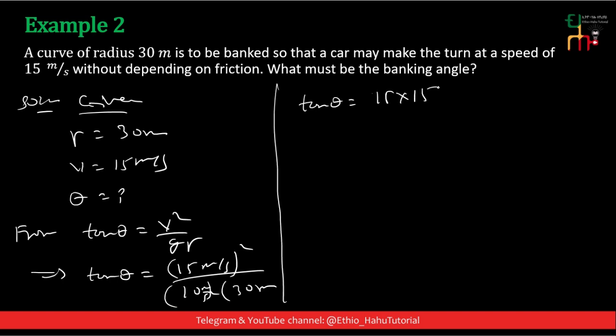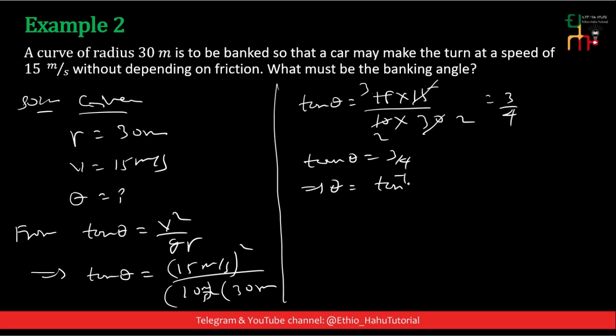15 times 15 simply divided by 10 times 30. 15 by 15 is 1, 2 by 5, 3 by 5, 3 over 4. Tan theta is equal to 3 over 4 means theta is equal to tan inverse of 3 over 4, which is equal to 37 degree. Therefore, the banking angle is 37 degree. And this is all about today.